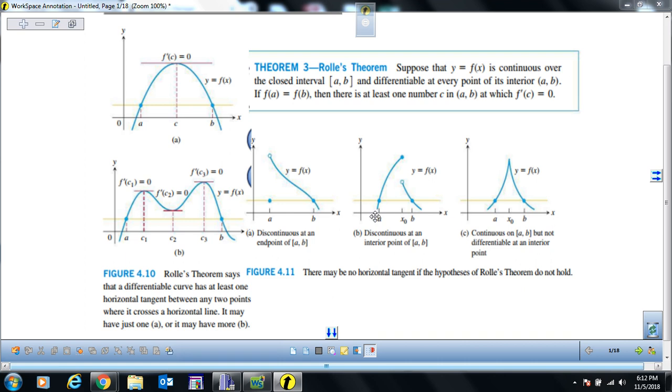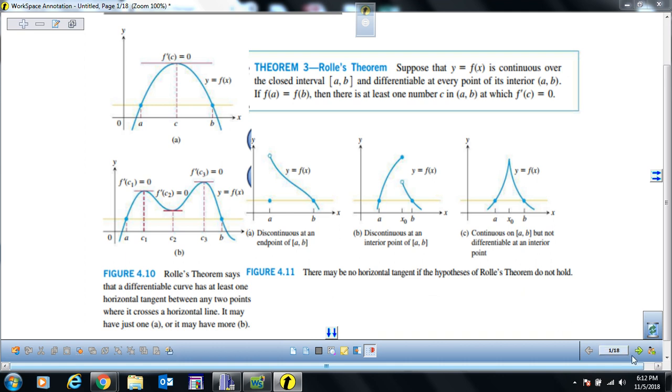So basically, the different types of discontinuities that we already talked about at some point before: removable discontinuities, cusps, corners, holes, jumps, breaks on the graph. If within the interval, at any point in between or at the endpoint, you see any of these three scenarios, then it's not a guarantee that there has to be a horizontal tangent line, as the hypothesis of Rolle's theorem states.